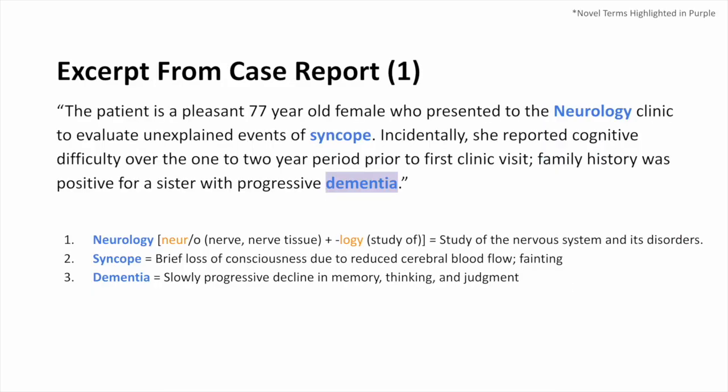So one excerpt from the case report we can go over is: the patient is a pleasant 77-year-old female who represented to the neurology clinic to evaluate unexplained events of syncope. So neurology should be pretty obvious. Neuro plus ology, study of the nervous system and its disorders. But syncope is a medical term for brief loss of consciousness due to reduced cerebral blood flow. So this is a fancy way of saying fainting.